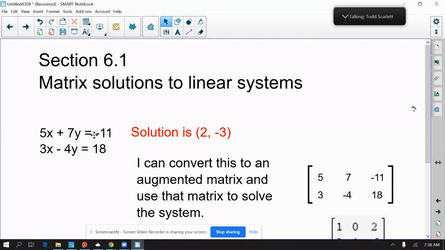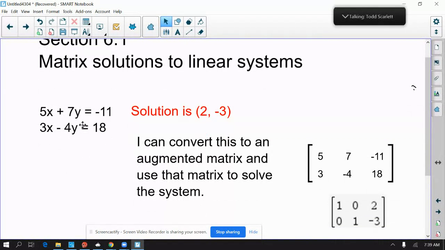So here is another system, and just take my word for it. The answer is 2, -3. When x is 2 and y is -3, then this 5x plus 7y will equal -11, and this will equal 18. Out of all the ordered pairs that both of these lines have, the only ordered pair they have in common is 2, -3. And we could solve this by elimination, by graphing, etc.